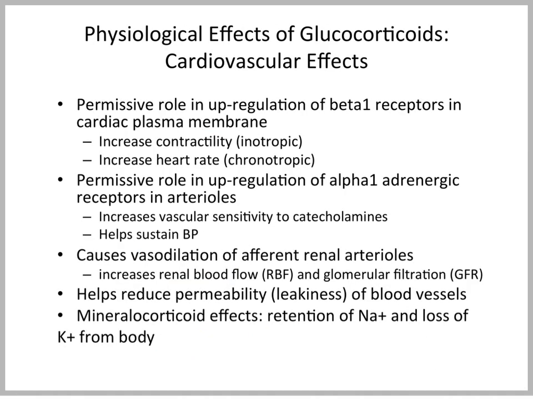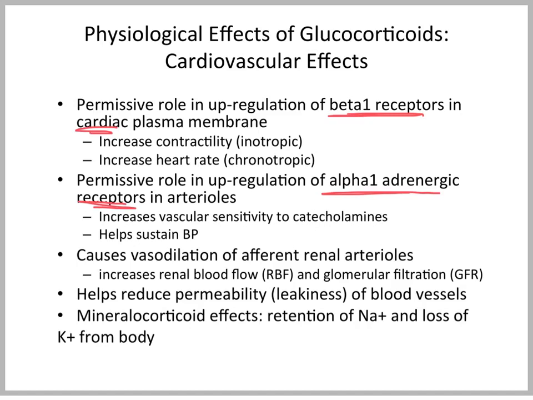Okay, now let's focus on the effects of glucocorticoids on the cardiovascular system. And I want to point out that it has permissive roles in terms of the regulation, meaning that physiological amounts are important for the appropriate synthesis, if you will, of beta-1 adrenergic receptors in the heart, and also the alpha-1 adrenergic receptor in the arterioles. And we'll go through each of these and its relevance to the animal as a whole now.